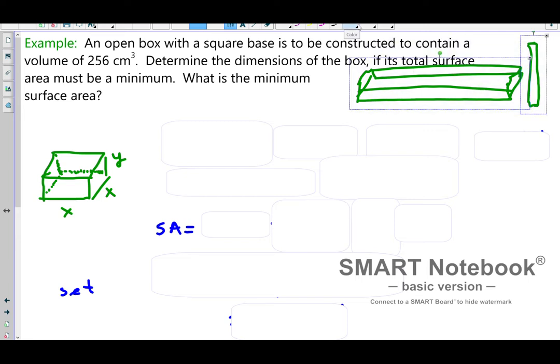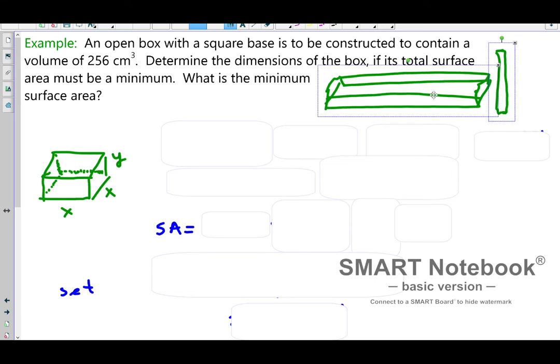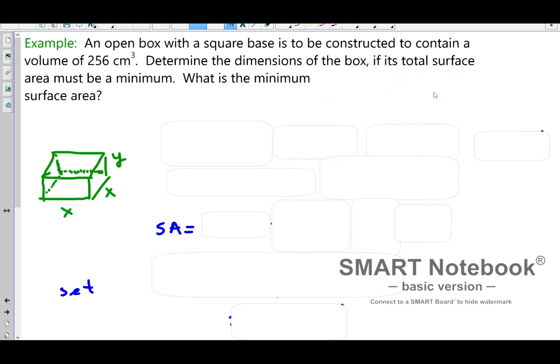We want to find out what X and Y values end up not only containing the volume we're trying to contain, while at the same time minimizing the amount of material that we're using to create the box. So that's our job here. Okay, so it's a minimization question, but the way we begin it is going to be exactly the same as the last few questions. First of all, what is given?